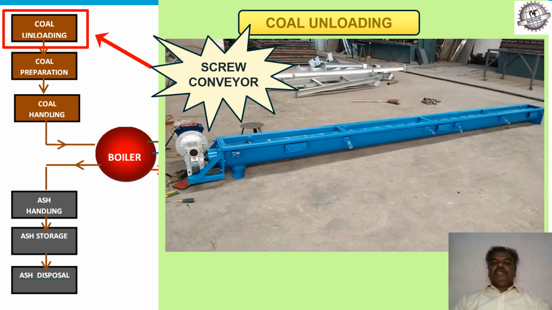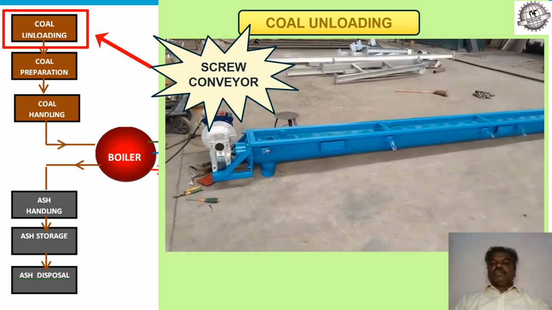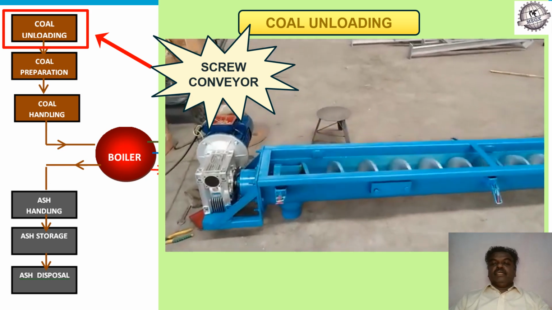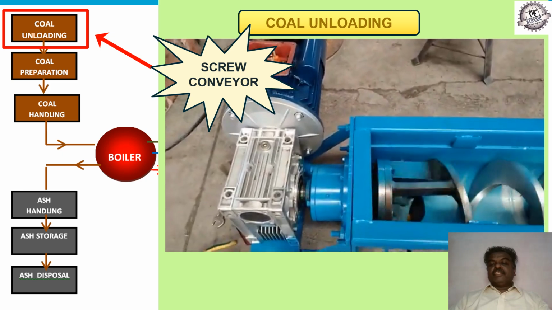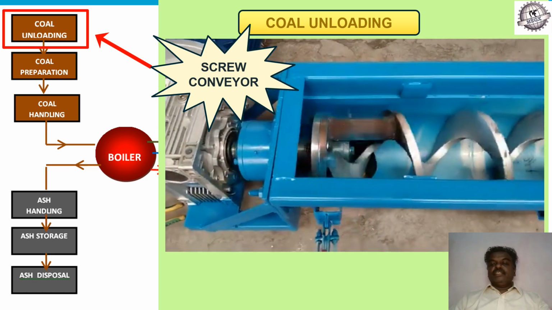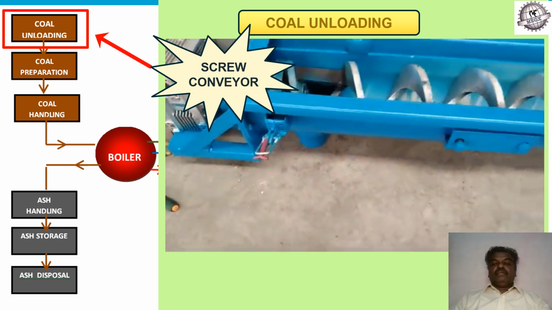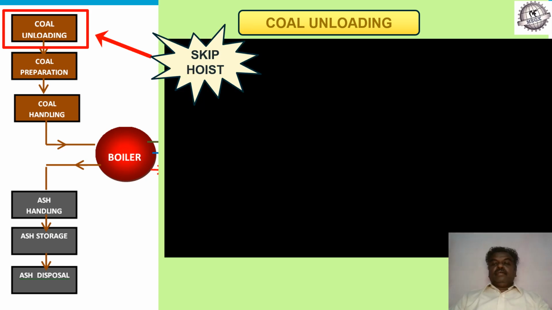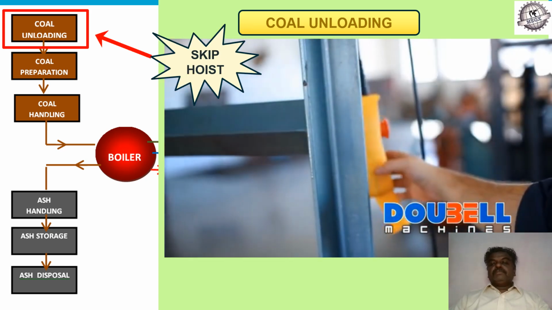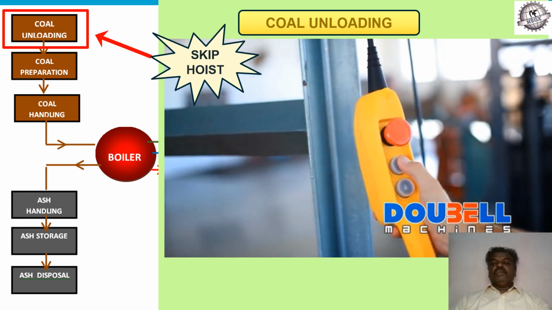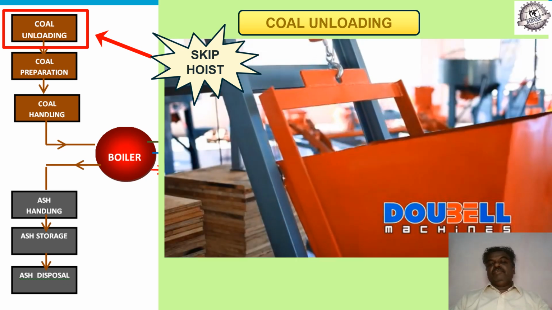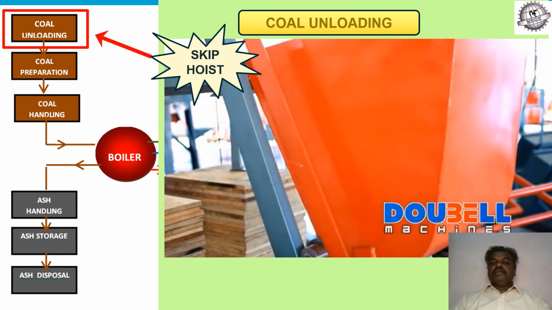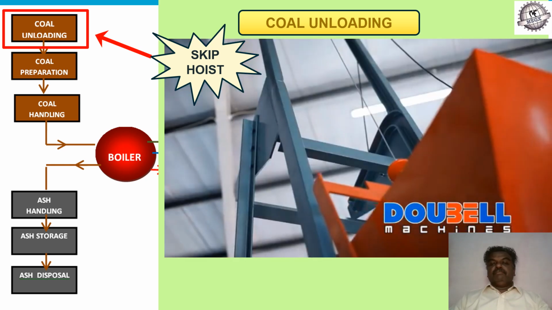And if the coal has to be moved through a shorter distance, we can use what is called a screw conveyor. A screw conveyor could be used to transport coal in a horizontal direction for a short distance. And the next option that is available is a skip hoist. If the coal is to be taken to a higher level, we can use this particular coal handling equipment.